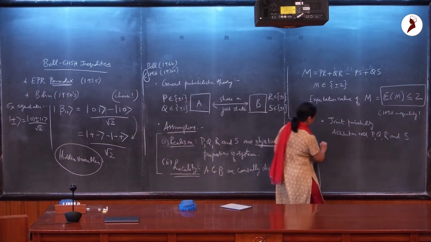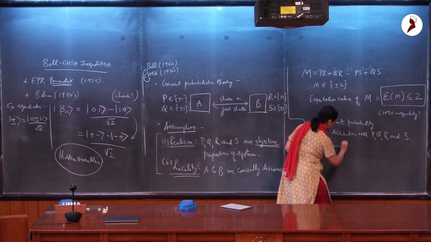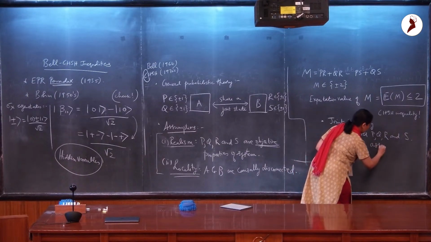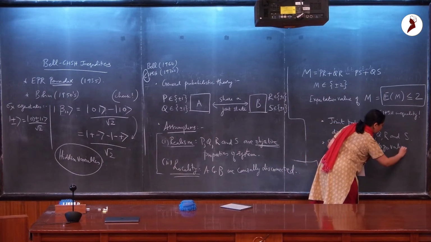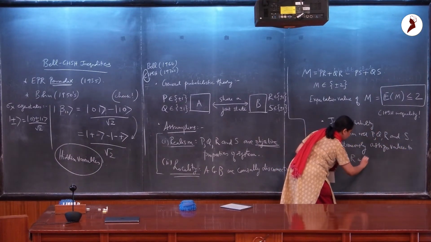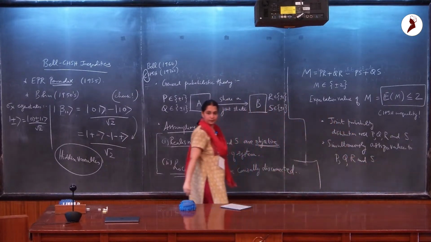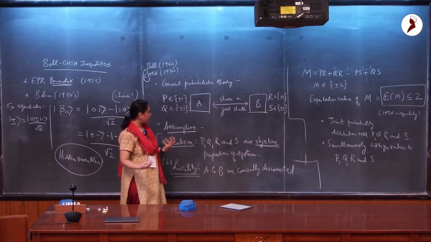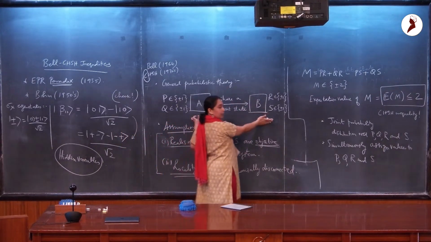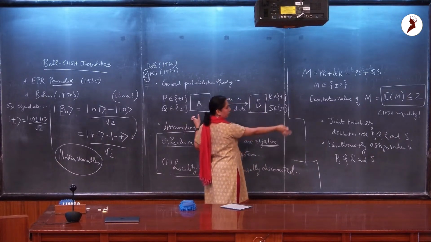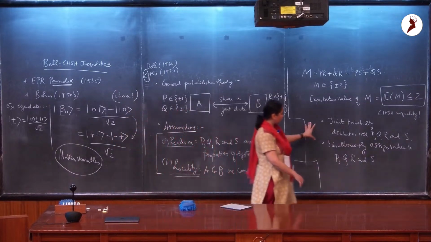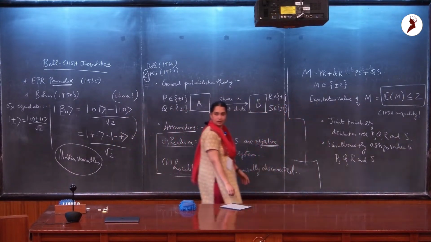And you have the ability to simultaneously assign values, and the fact that they are causally disconnected simply tells me that anything that's happening here is completely independent of anything that's happening there. I'm not going to write that down separately, but these are the hidden assumptions that are going into getting this inequality.